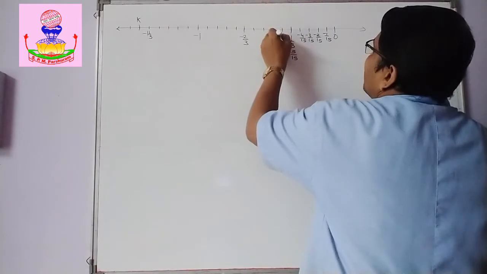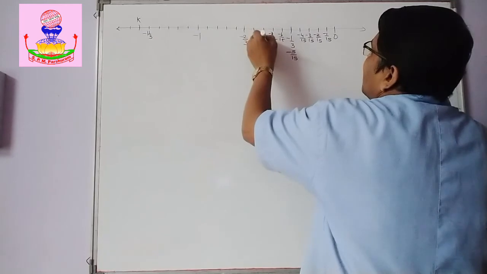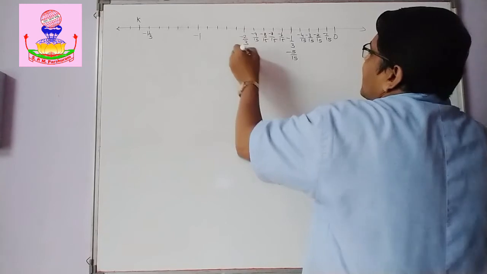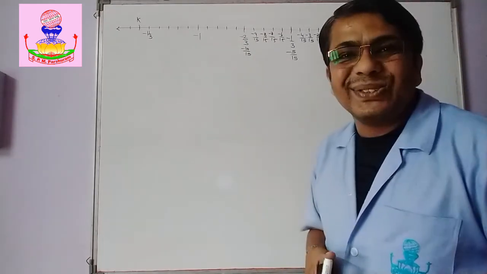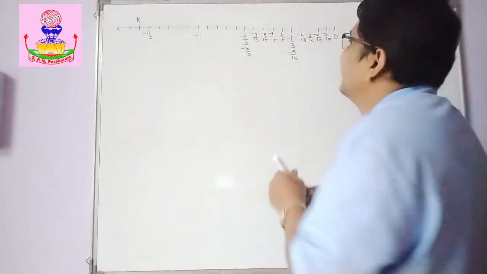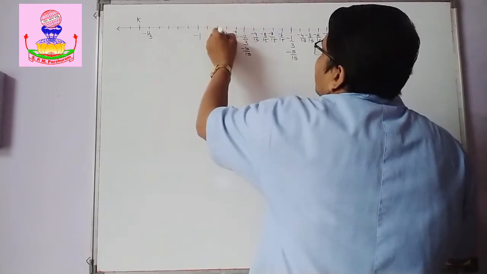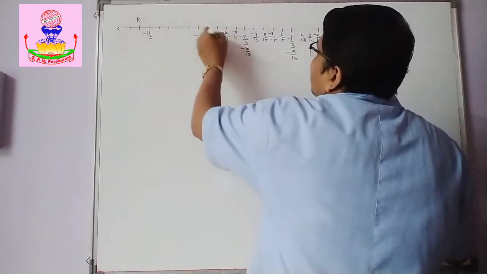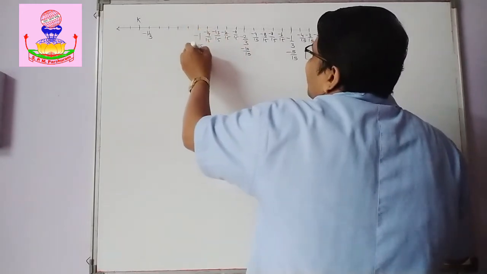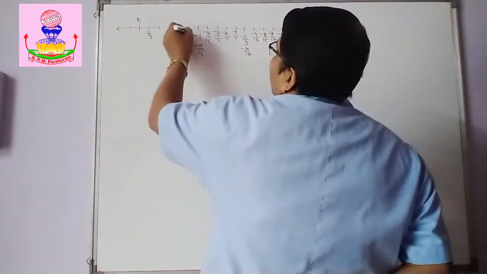That means we are correct. Right? So this is minus 6 upon 15. This is minus 7 upon 15. Minus 8 upon 15. Minus 9 upon 15. And this is minus 10 upon 15. So 5 2s are 10, 5 3s are 15. So minus 2 upon 3. We are correct. Okay. Then this is minus 11 upon 15. Minus 12 upon 15. Minus 13 upon 15. Minus 14 upon 15. And this is minus 15 upon 15. That is minus 1. Okay.